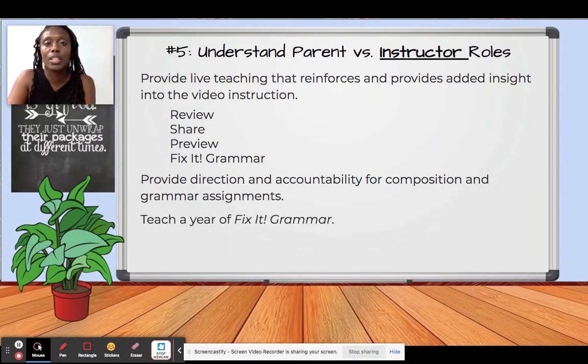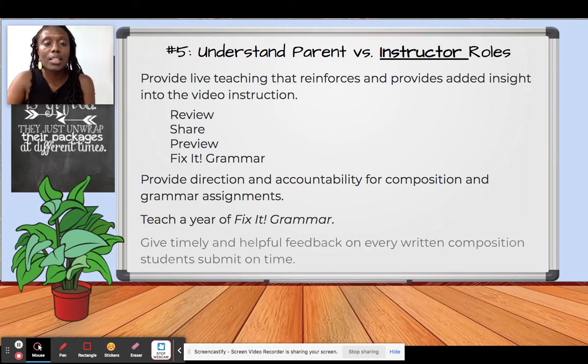I teach a year of Fix-It Grammar, so first and second semester, if you complete both first and second semester, we'll do the whole year of Fix-It Grammar throughout first and second semester. And then I give timely and helpful feedback on every written composition students submit on time. That means if they submit it 24 hours before our live class, then they'll get feedback.